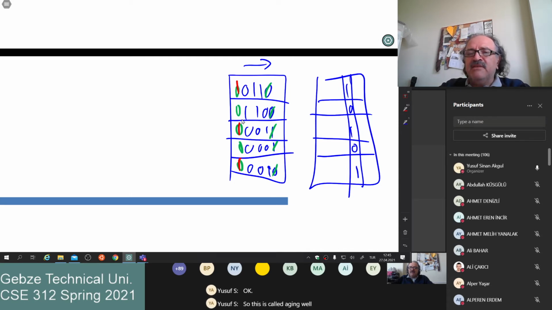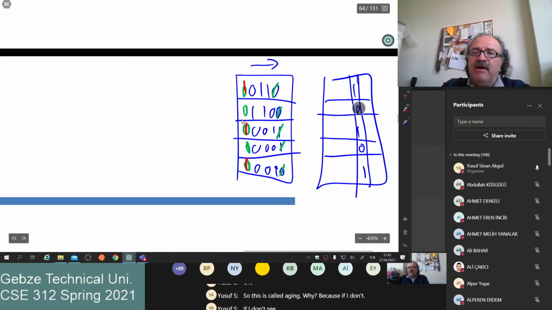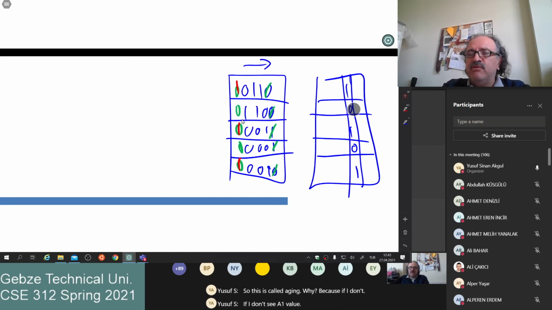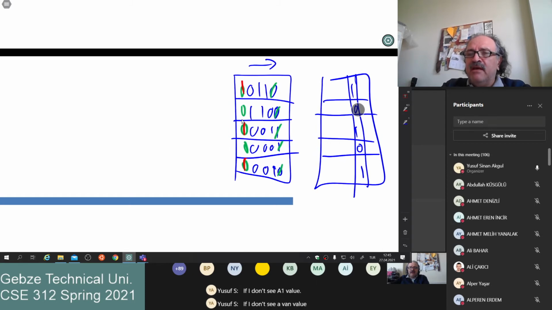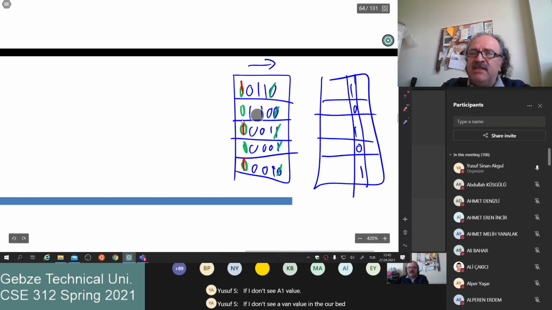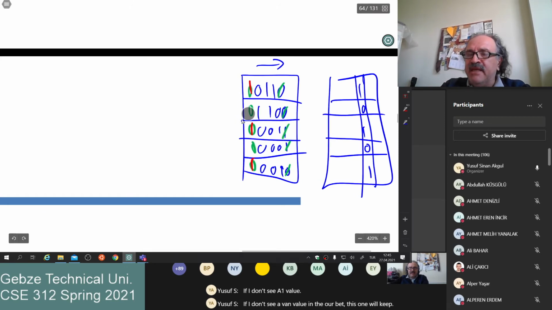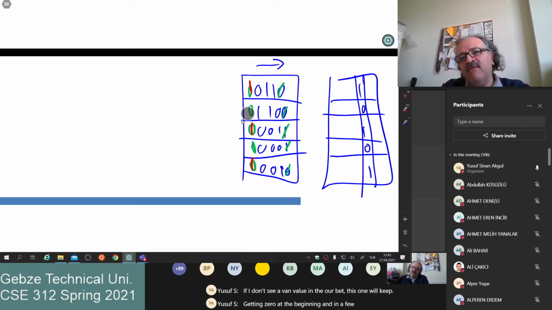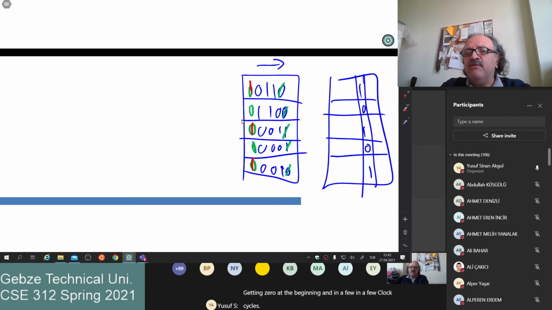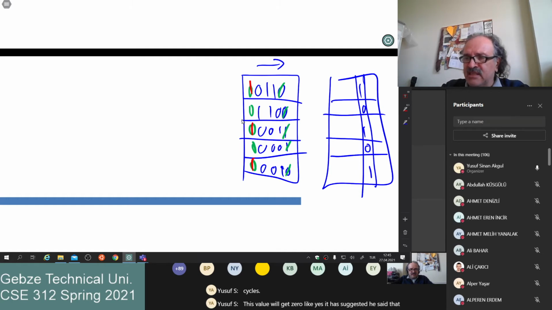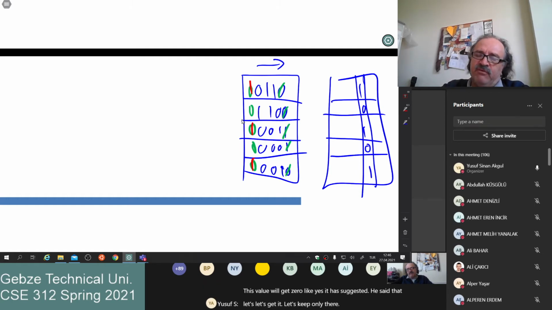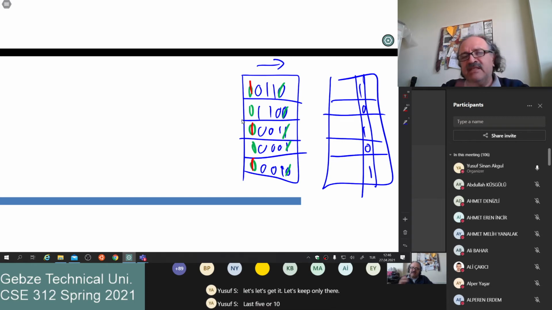Why? Because if I don't see a one value in the R bit, this one will keep getting 0 at the beginning, and in a few clock cycles, this value will get 0, like Yasin has suggested. He said that let's keep only the last 5 or 10 clock intervals, and that is what this is doing actually. It's a more efficient implementation of what Yasin has suggested.